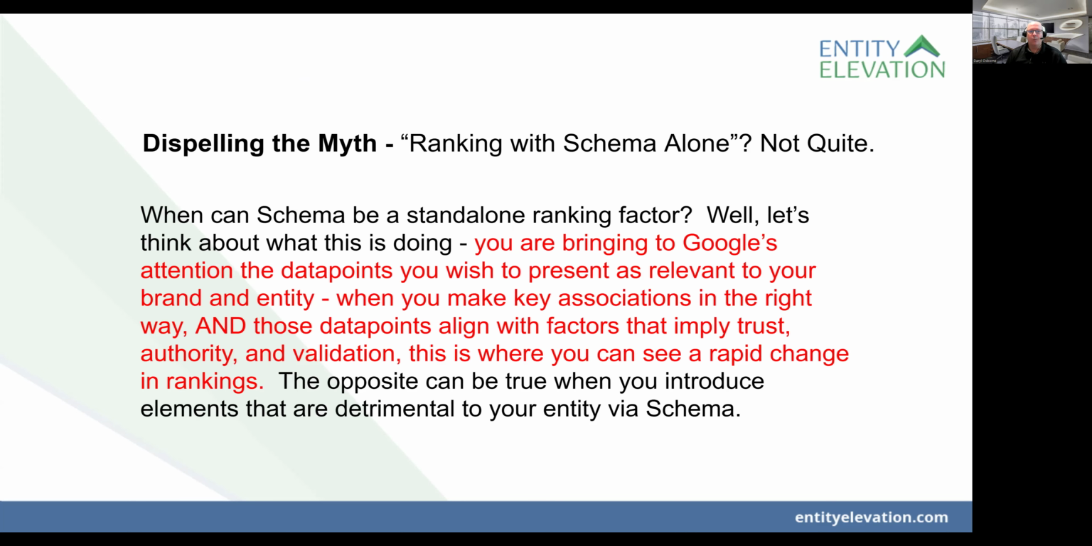Now, when can schema be a standalone ranking factor? Well, let's think about what it's actually doing. You are bringing to Google's attention the data points that you wish to present as relevant to your brand and entity. When you make key associations in the right way, and those data points align with factors that imply trust, authority, and validation, this is where you can see a rapid change in rankings. The opposite can be true when you introduce elements that are detrimental to your entity via schema.